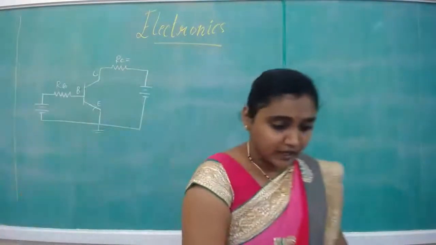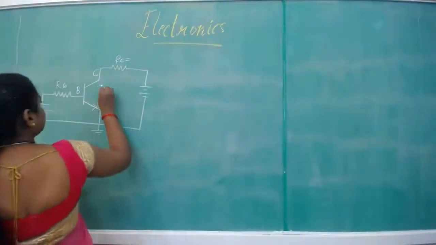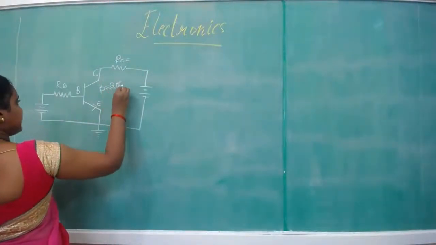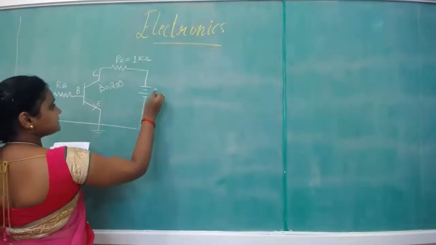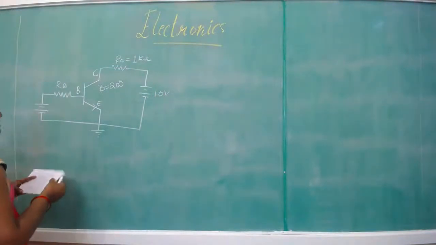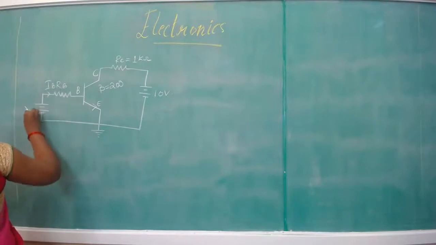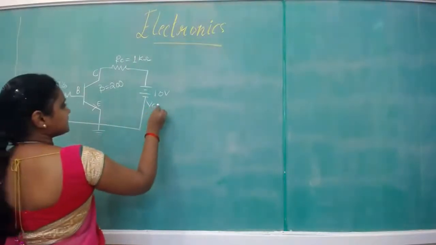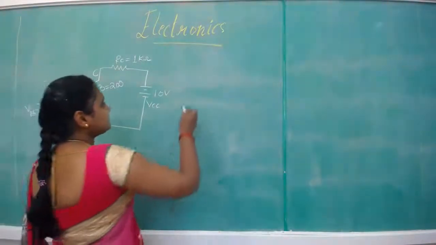So the value for RC and also the value for beta is given here. For this particular transistor, the beta value is given as 200. RC is 1 kilo ohm and VCC is 10 volts. So we have to solve for the Q point coordinates. This is VBB, this is VCC. So we have to solve for the Q points.